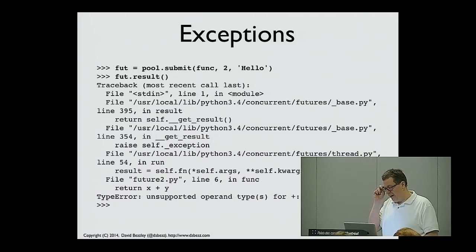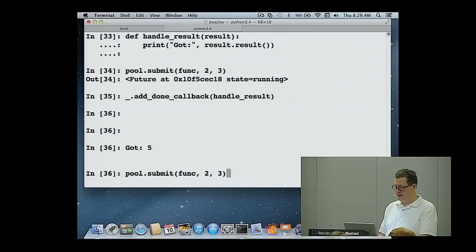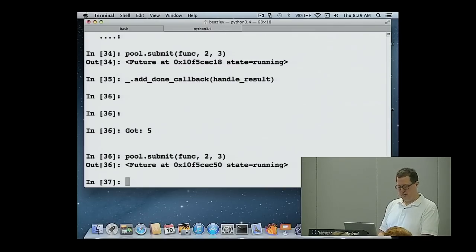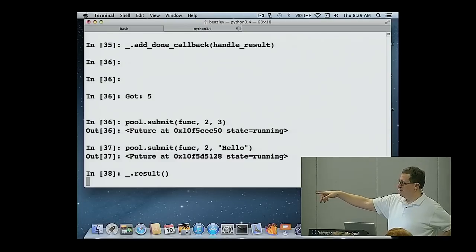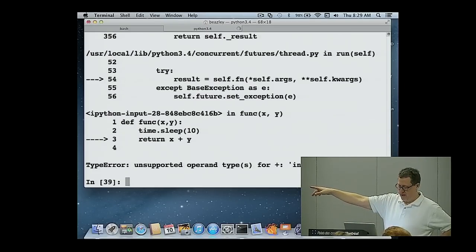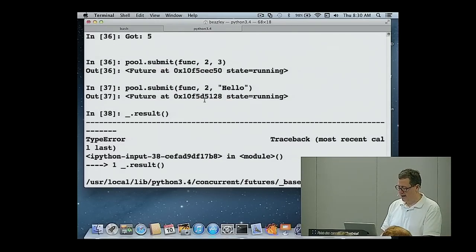Another extension to this, by the way: if there are exceptions that take place, I'll just note that they propagate out of the result. So if you did one of these, like if you did this future thing where you say, okay, submit this as a result, oh, actually, let me not do that. Let's say you submitted one that had an obvious error in it, like I submitted 2 plus hello. What's going to happen there is that if you get an exception, it will propagate when you ask for the result. Okay, so the thing blew up there saying you got a type error. Nasty traceback there.